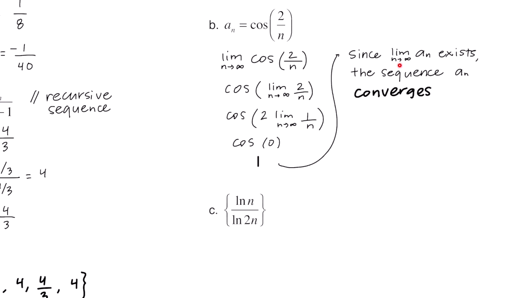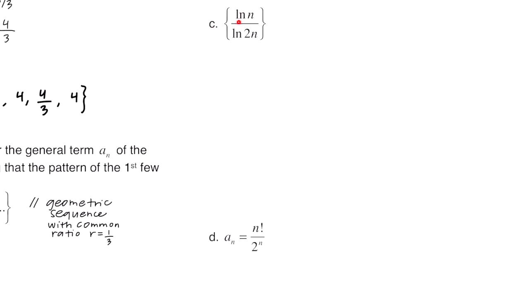So I wrote it out. Since the limit as n goes to infinity of a sub n exists, because we got the value 1, the sequence a sub n converges. For part C, we have the sequence ln of n over ln of 2n. So first step, we're going to take the limit of the sequence.